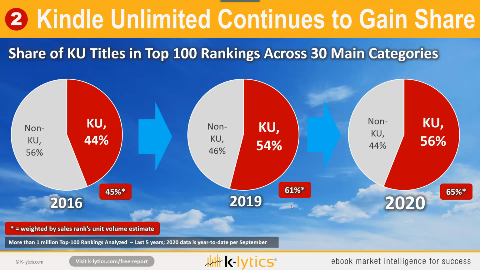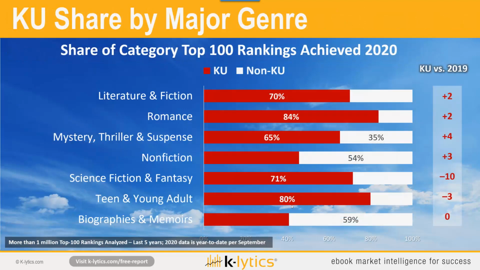And if we were to put a weighting onto these numbers by sales rank, where a good sales rank represents a higher volume, then we would see 65% today already being Kindle Unlimited. And especially in the big fiction genres like romance, sci-fi and fantasy, teen and young adult, the Kindle Unlimited share is just immensely high. If you ask why is that the case?